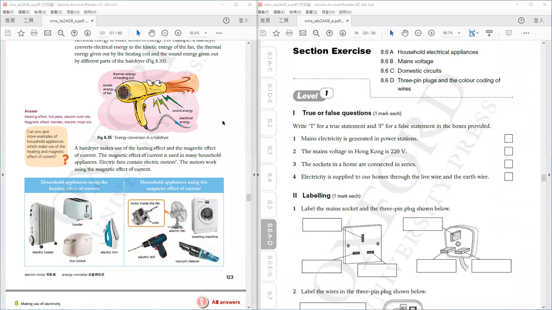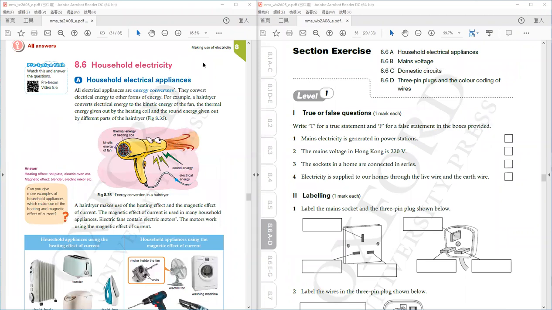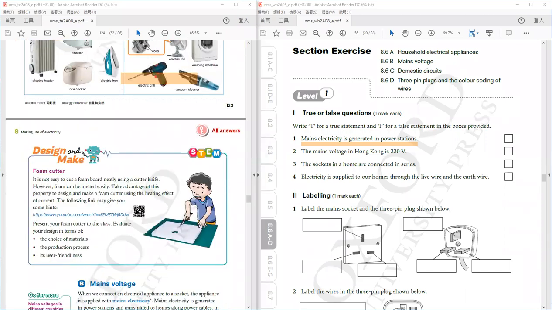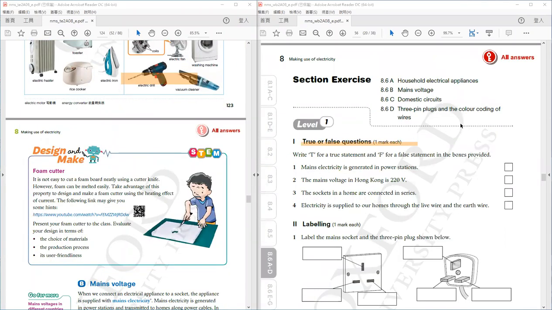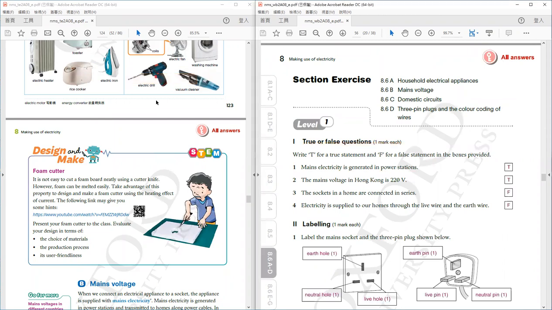I want to let you know that this is about 8.6, household electricity. How you understand about your electrical appliance at home. For example, on the right hand side, mains electricity is generated in power station. This one. Okay, I'll explain them with the answers. I've given you the answer, but I just want some explanation.